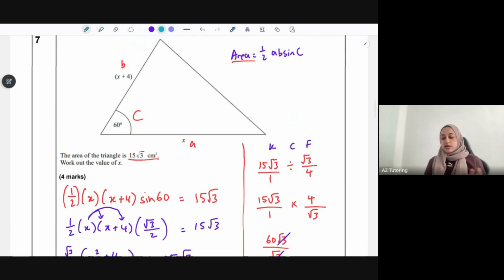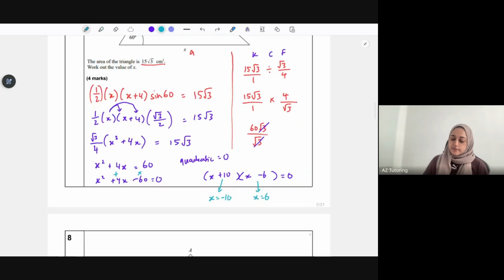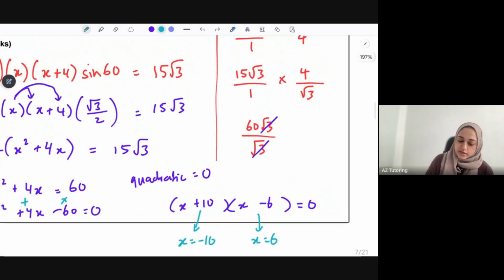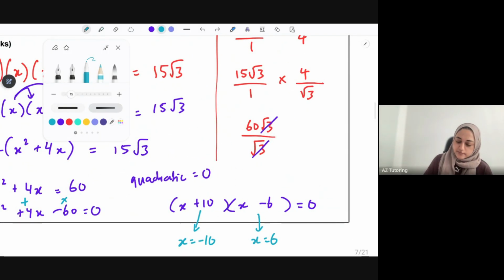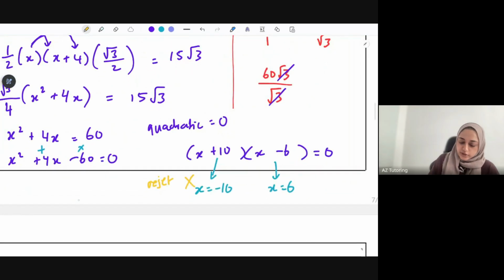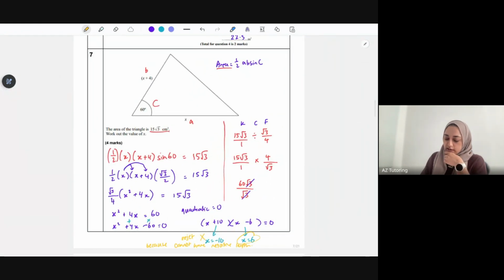Now, if you look on the diagram, x is representing length. It's not possible to have negative length, so we're going to reject minus 10. I can't have minus 10 centimeters. That doesn't make sense. So I'm going to reject this answer. You have to give an explanation: cannot have negative length. Okay, and our answer is just x equals 6.